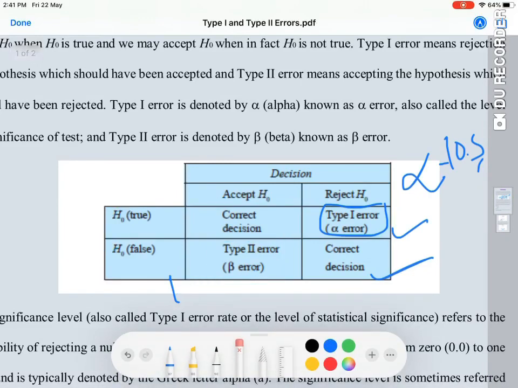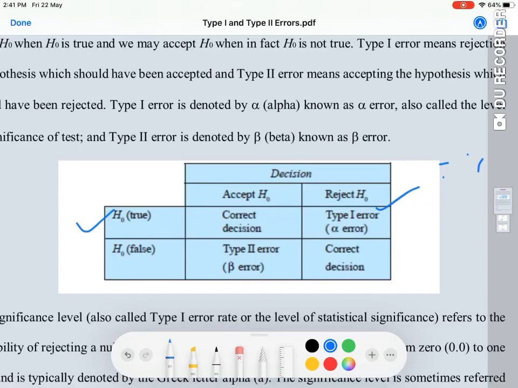Once again, when H0 is true and the decision is to reject H0, then type 1 error is committed, and that error is denoted by alpha. When H0 is false and we accept that false hypothesis, then we are committing type 2 error, which is denoted by beta.